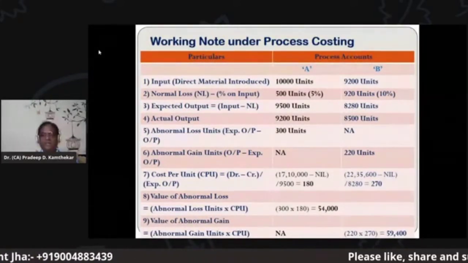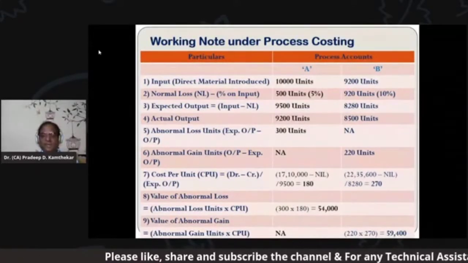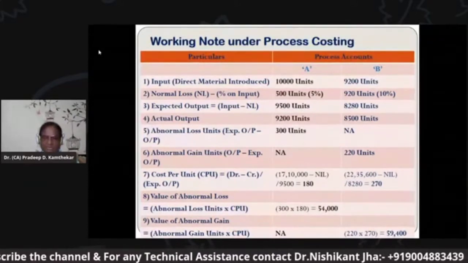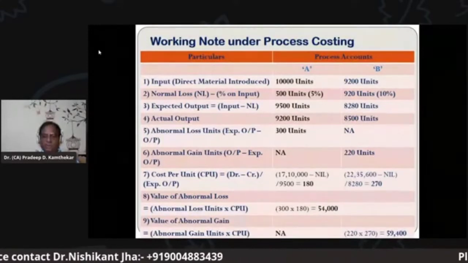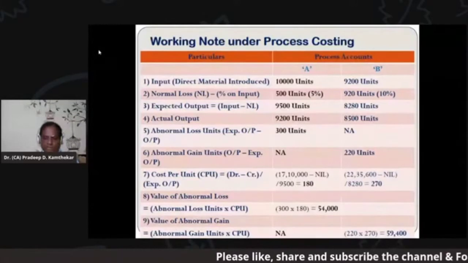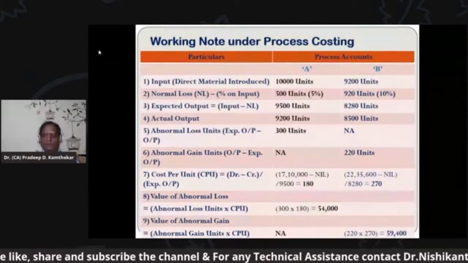Similarly, process B, this 9,200 output of process A becomes input for process B. 10% normal loss is 920 on 9,200. 9,200 minus 920, your expected output is 8,280. When you compare that with the actual output of 8,500, actual output is more. So here there is a saving of 220 units of normal loss, which we call abnormal gain.